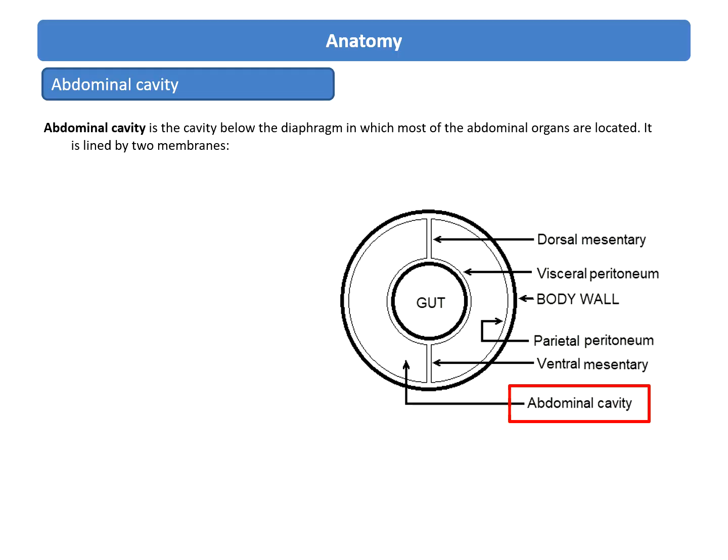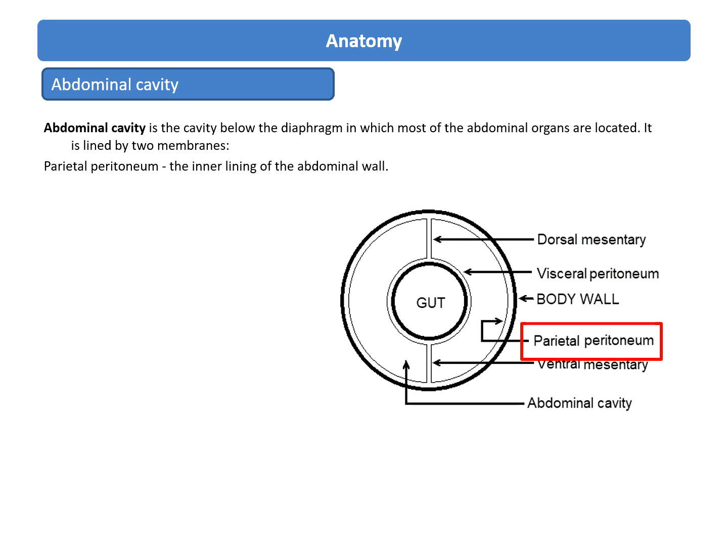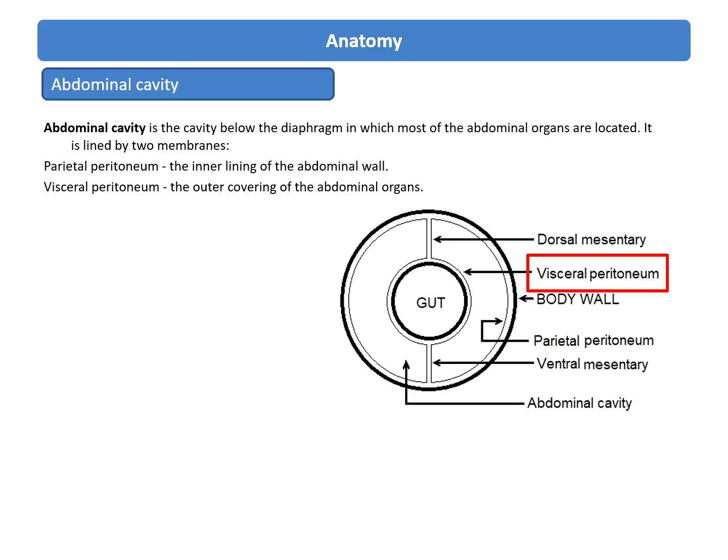The abdominal cavity is the cavity below the diaphragm in which most of the abdominal organs are located. It's lined by 2 membranes. The parietal peritoneum is the inner lining of the abdominal wall. The visceral peritoneum is the outer covering of the abdominal organs.